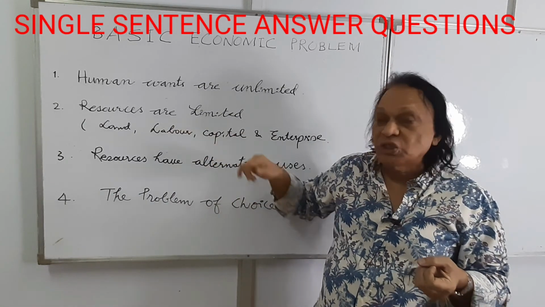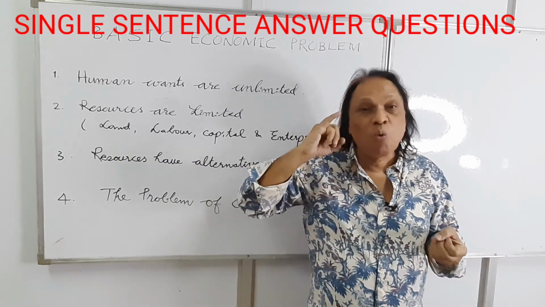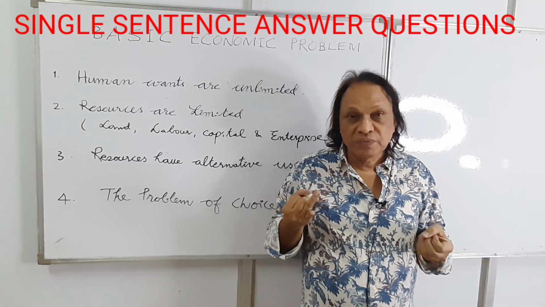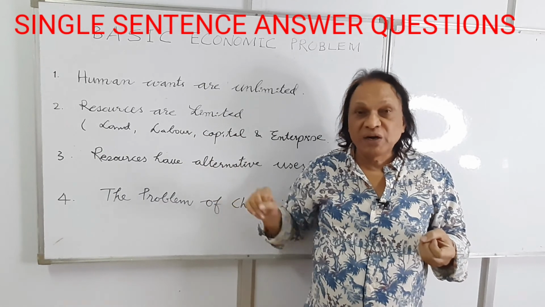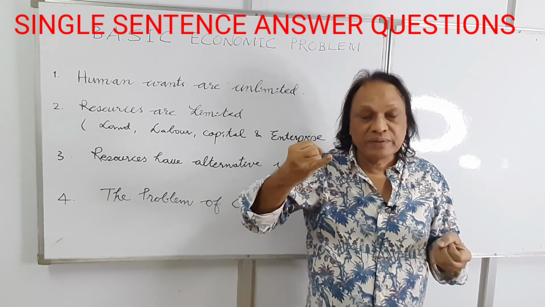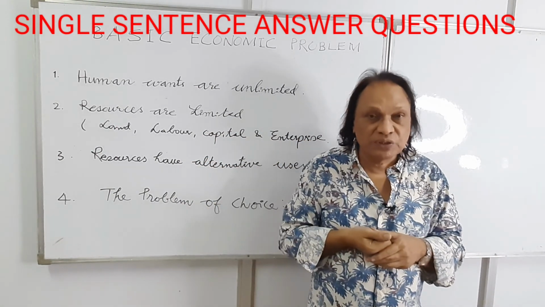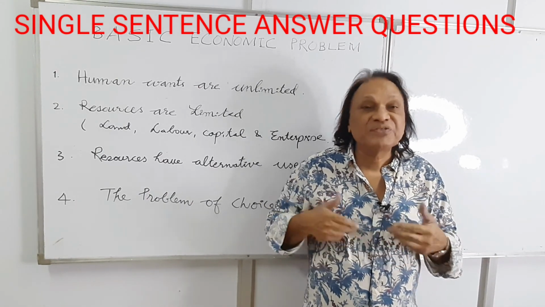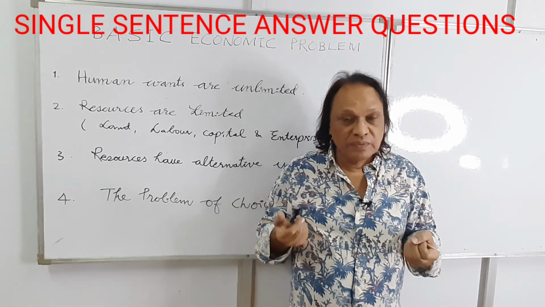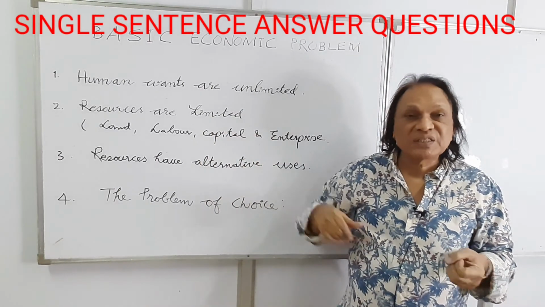Now we go to the next question for 1 mark. What are the characteristics of resources? Same way, resources have 2 characteristics. 1, resources are limited. 2, they can be put to many alternate uses. Number 3, for 1 mark, define economics. Economics is making choices in the presence of scarcity.